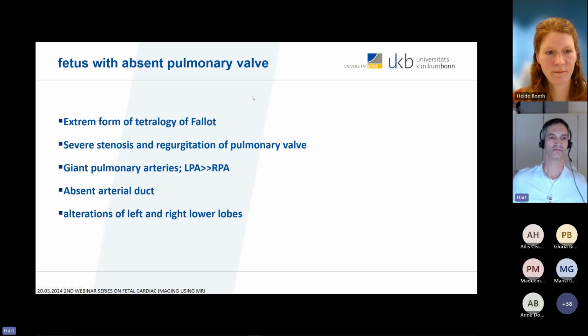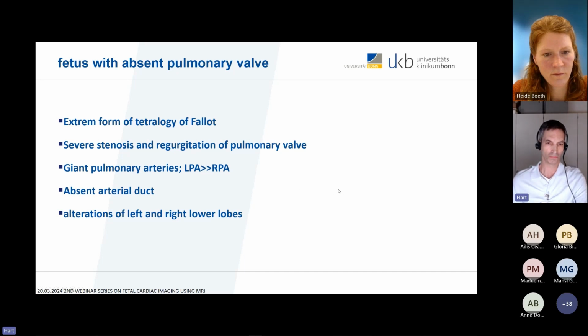This is a case of a fetus with absent pulmonary valve. This is an extreme form of tetralogy of Fallot. It shows severe stenosis and regurgitation of the pulmonary valve due to a pinhole-like pulmonary valve. It ends up in giant pulmonary arteries, compressing both lungs. In this case, we had an absent arterial duct, which was good for the fetus. And we had, due to compression, alterations of left and right lower lobes.